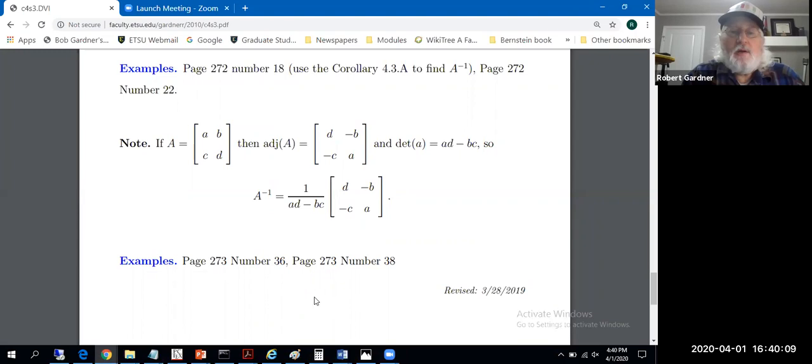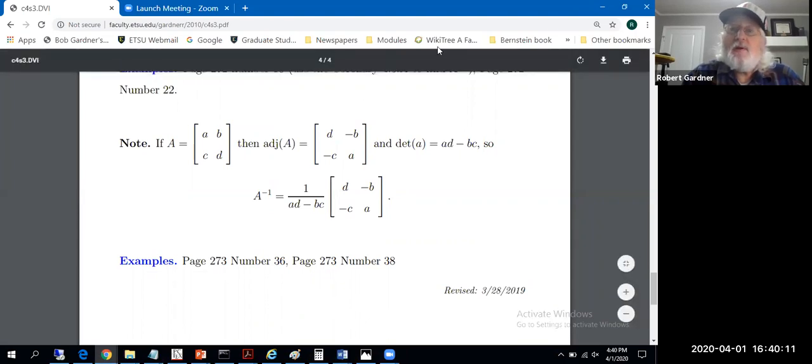And let me stop sharing. Here we go. So that takes care of section 4.3 on determinants.